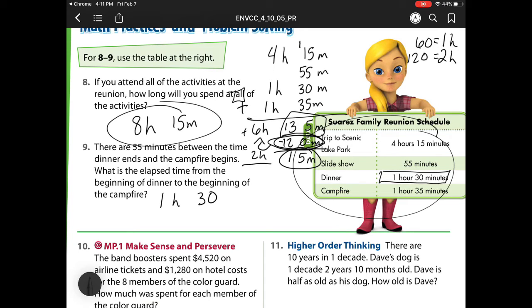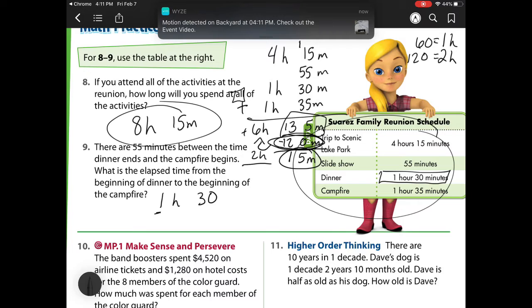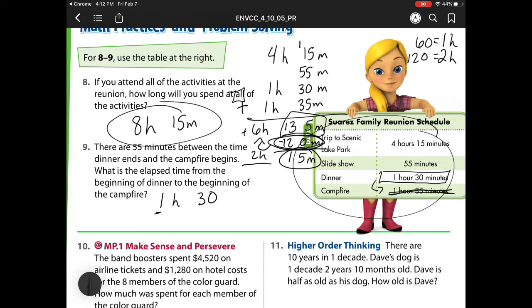So the beginning of dinner to the end is going to be 1 hour and 30 minutes. But now we have to get to that campfire part. Well, we're not using this part actually, because that's how long campfire will take. So what I have to do is add that 55 minutes up here, because that's like my waiting time. So let's add them together.